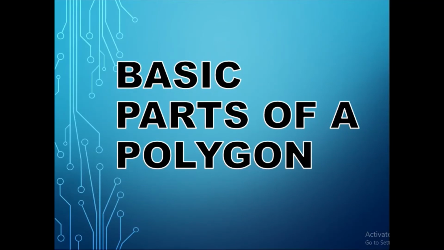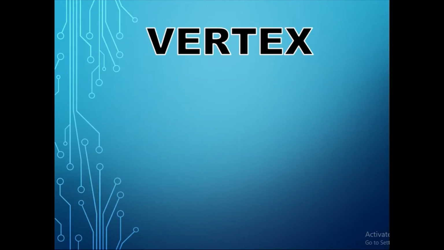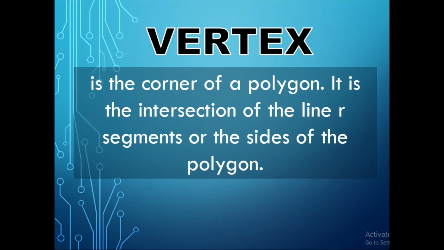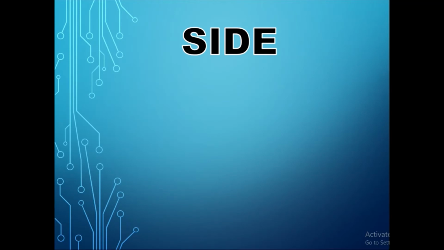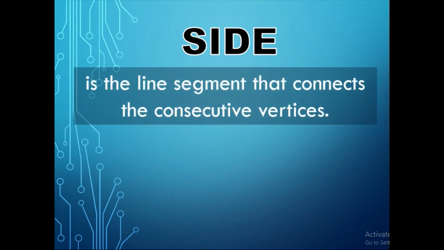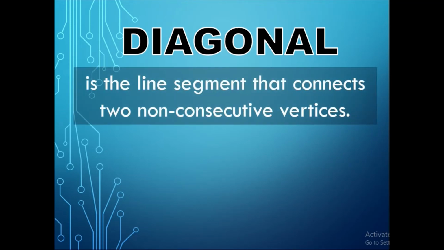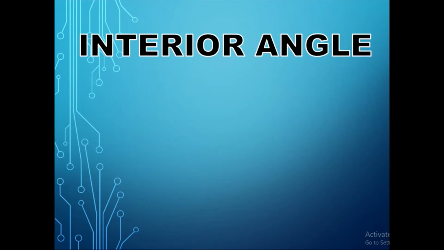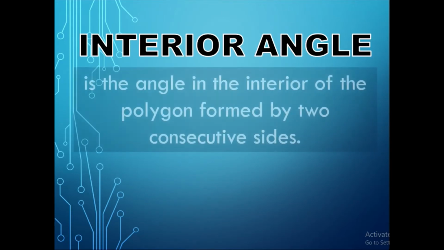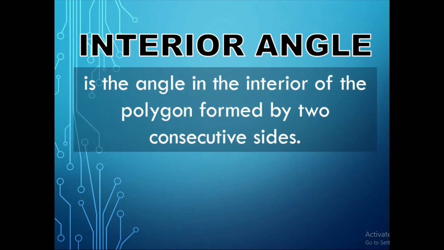Now, those are the 4 basic parts of a polygon, namely the vertex. It is the corner of a polygon. It is the intersection of the line segments or the sides of the polygon. We also have the side. It is the line segment that connects the consecutive vertices. And different from a diagonal, it is another line segment that connects two non-consecutive vertices. And of course, the fourth one is the interior angle. It is the angle in the interior of the polygon formed by two consecutive sides.